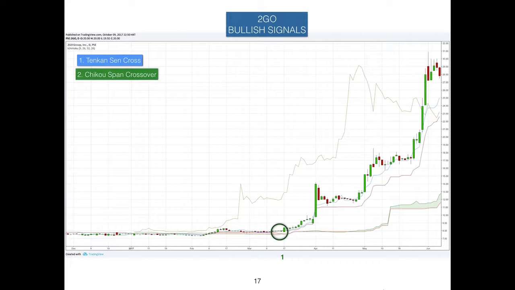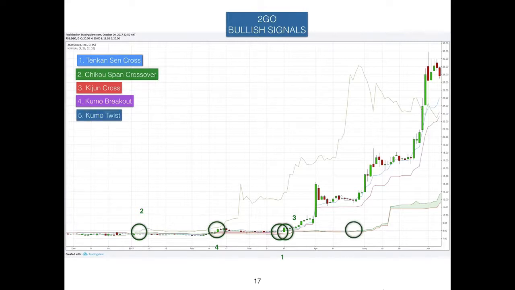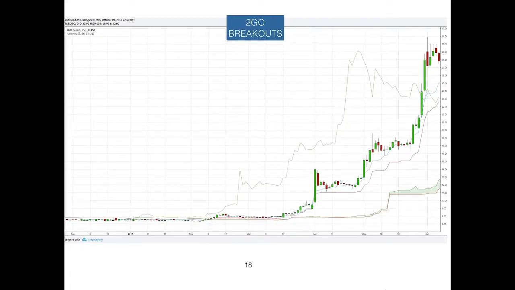There was a Tenkan-sen crossover, a Chikou span crossover, a Kijun-sen crossover, a Kumo breakout, and a Kumo twist at the 6 to 8 peso range. This range lasted for 1 year, from 2016 to 2017. So the Chikou span was inside this price range for that amount of time. The prices were below a thin Kumo, showing weak resistance.